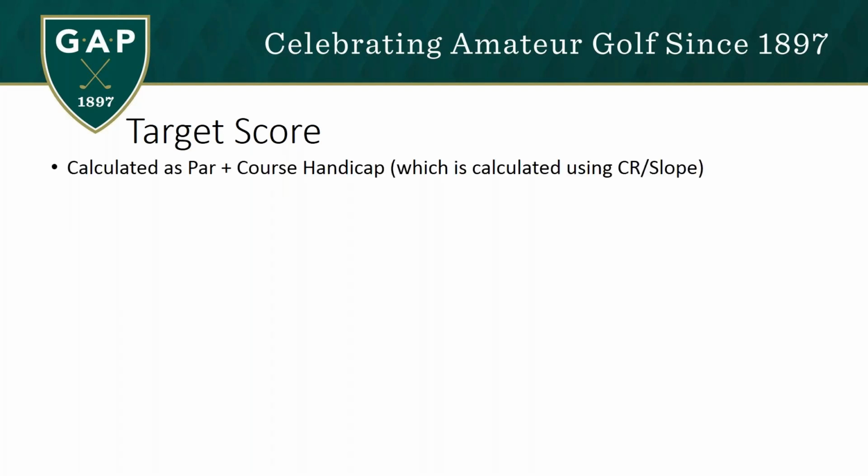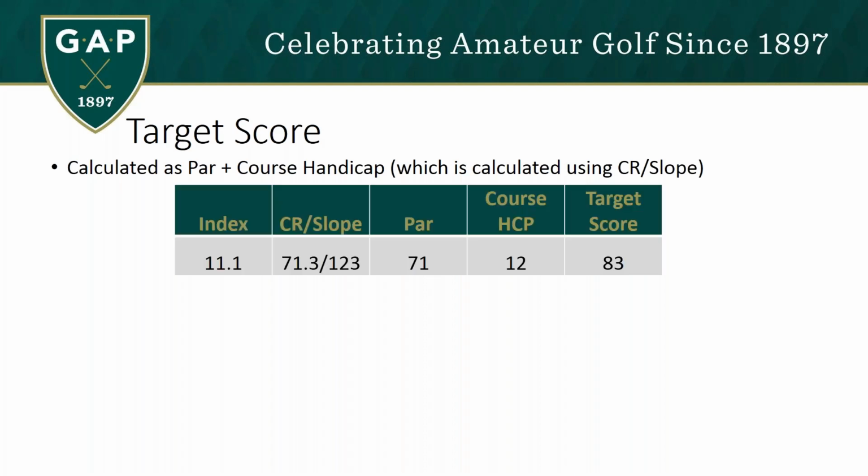So basically, the basis of playing conditions calculation and looking at expected scores is the concept of target score. Target score is calculated as par plus course handicap. That course handicap calculation is important because it's calculated using the course rating and slope. So the rating and slope that our team goes out and rates each course for, that's a foundation for establishing target score, which is a basis for the playing conditions calculation. So let's take a look at an example.